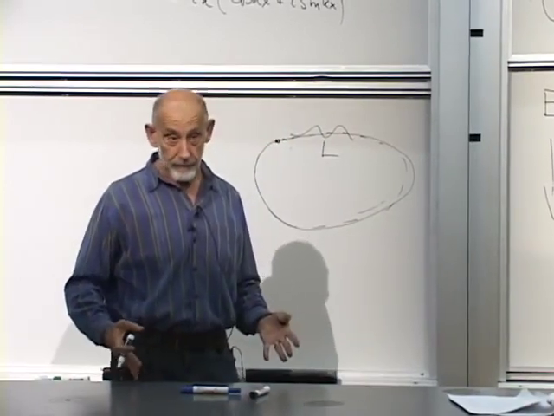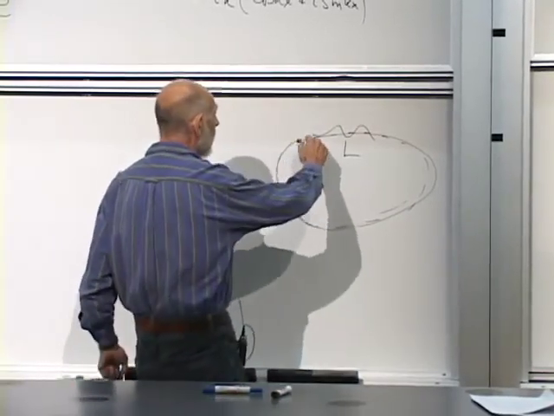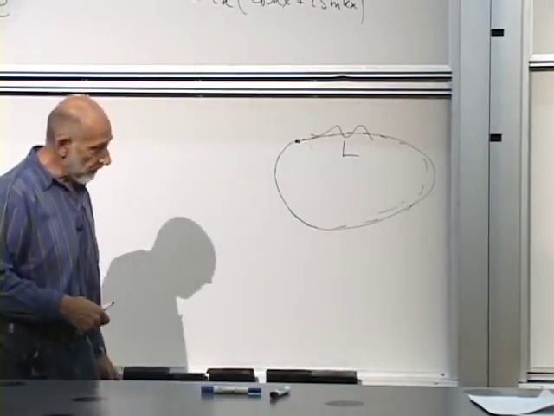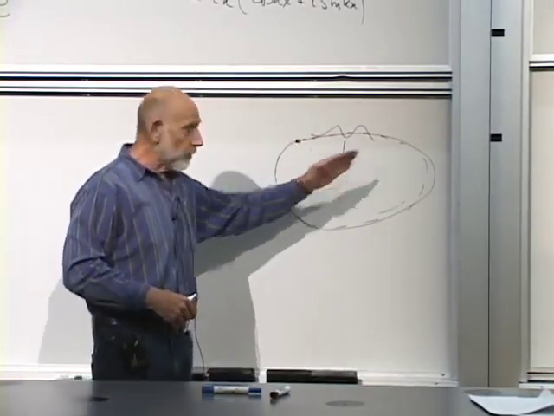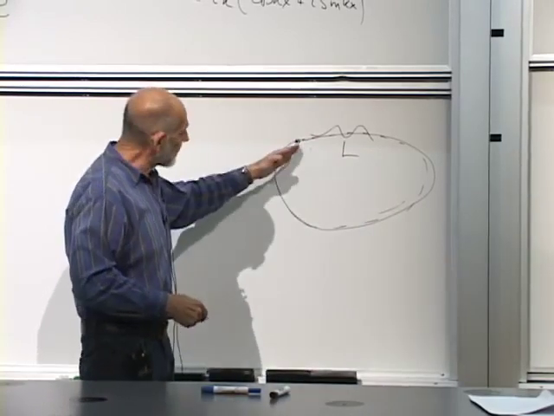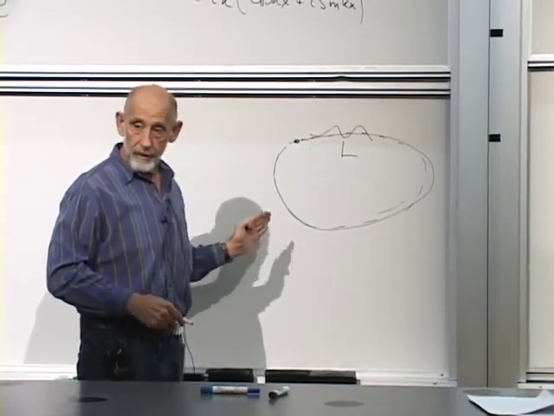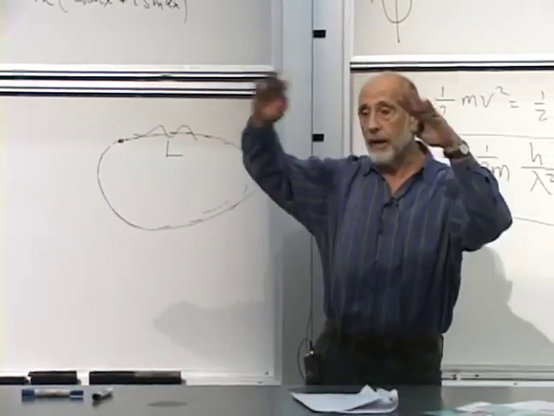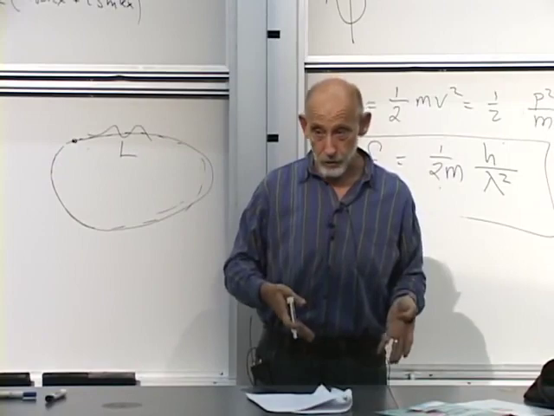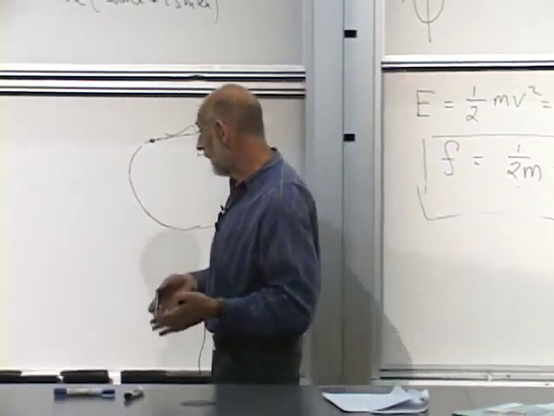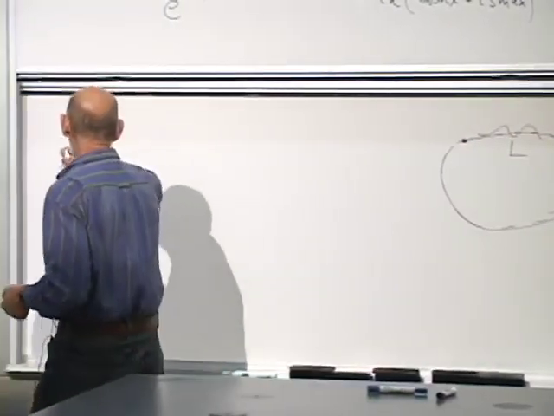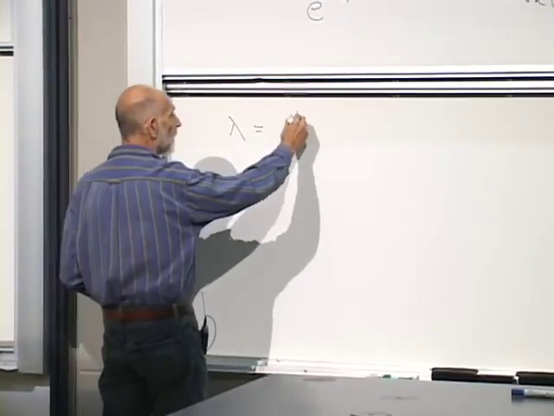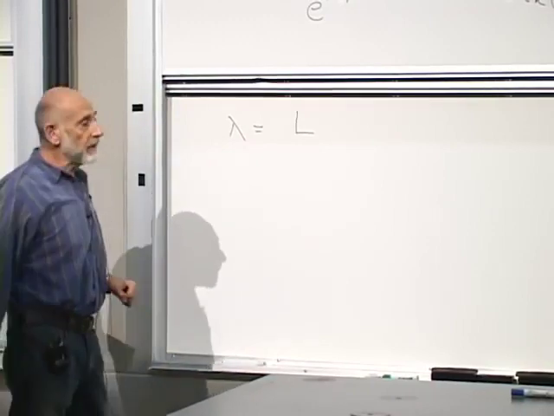If we're going to put a wave in there, a sine or a cosine wave or whatever, an integer number of wavelengths has to fit onto the circle. That means that the wavelength has to be equal to the length around divided by an integer. Okay? Divided by an integer. So the wavelength must be the total distance around divided by some integer.